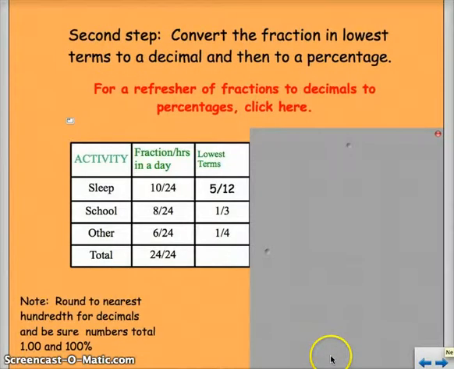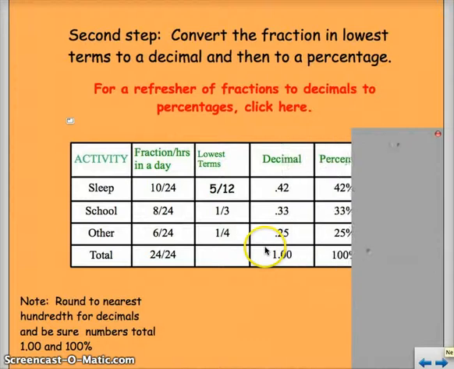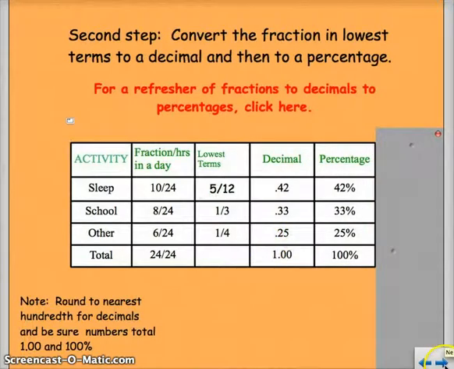Take a minute and do each one of these, remembering to round to the nearest hundredth for decimals. We can see that in fact we have our decimals and our percentages. Please note that in every column our decimals must equal 1 and our percentages must equal 100. This is for your circle graph to be absolutely precise.